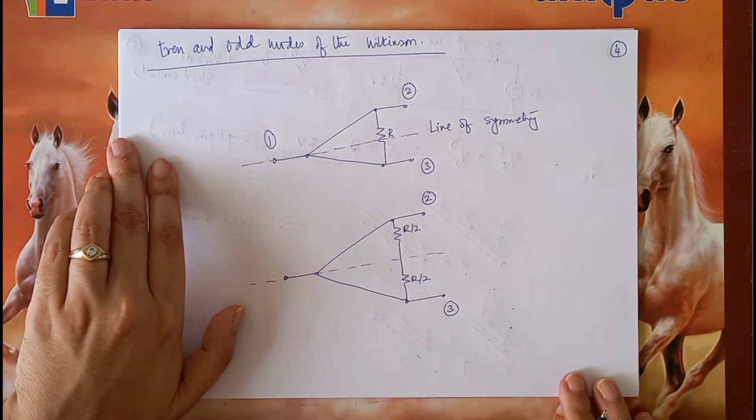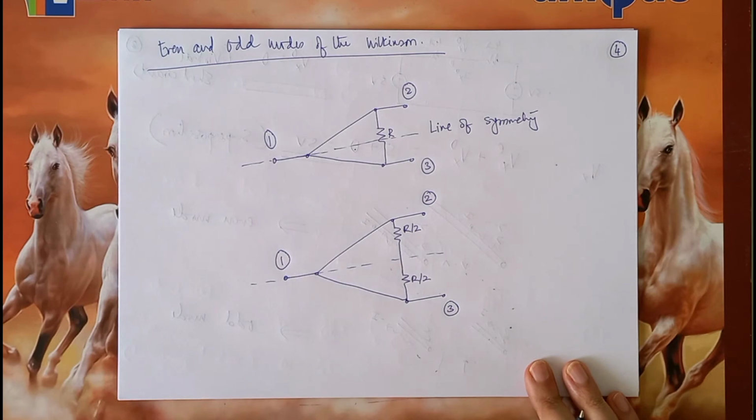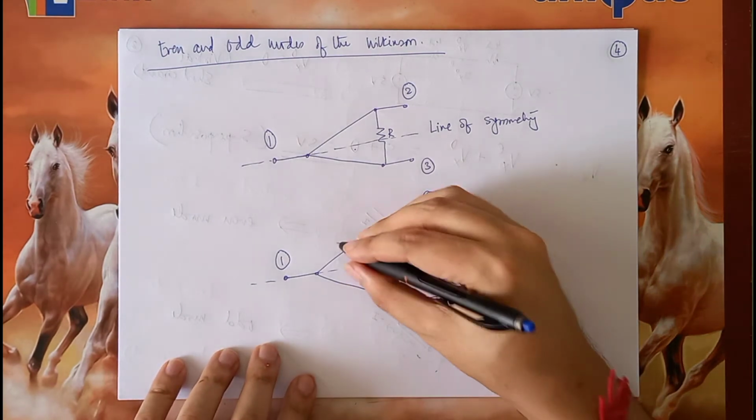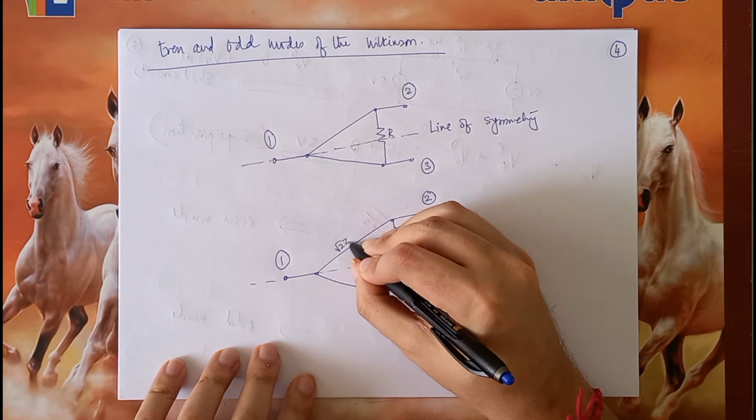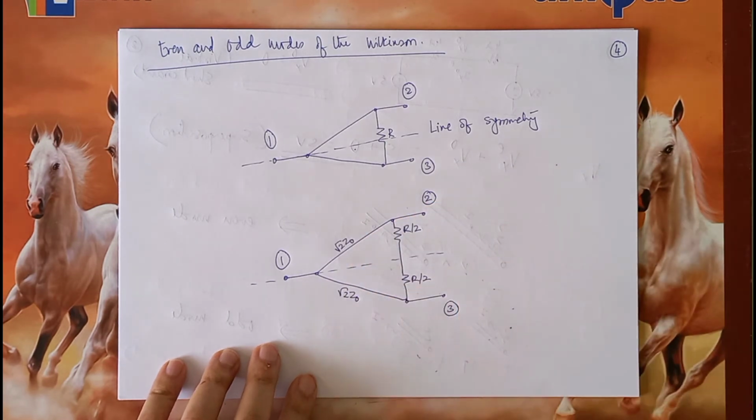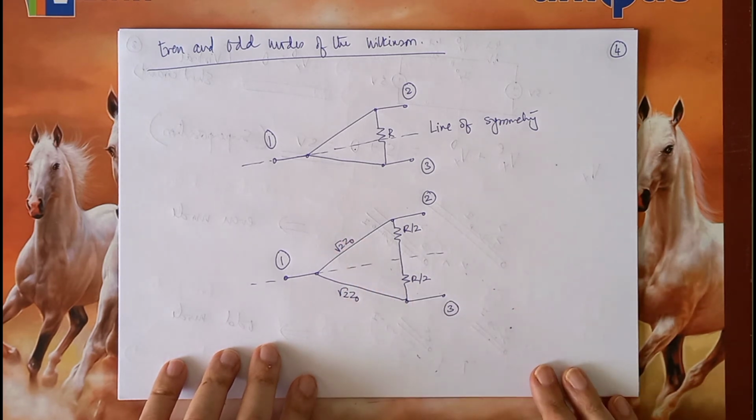This is what the line of symmetry looks like. Now suppose we are looking from port 1. Let's not forget this is root 2 Z0. This is root 2 Z0. These lines have characteristic impedance of root 2 Z0.